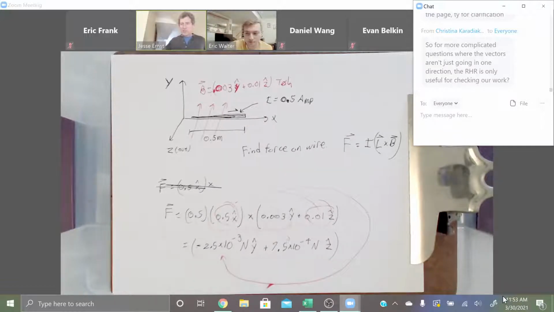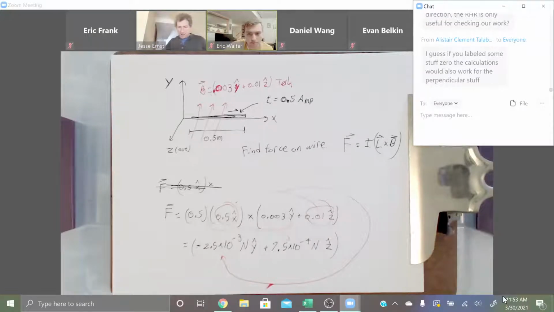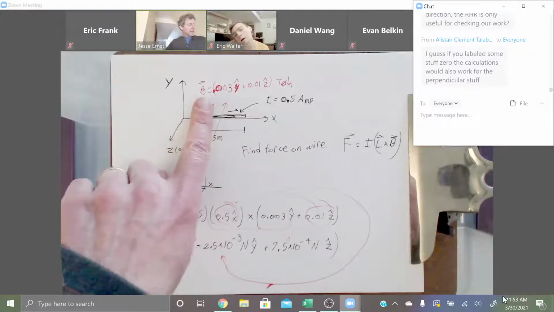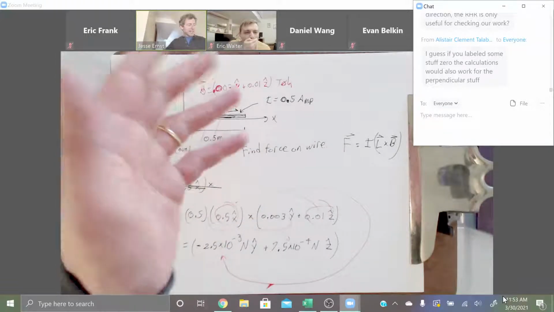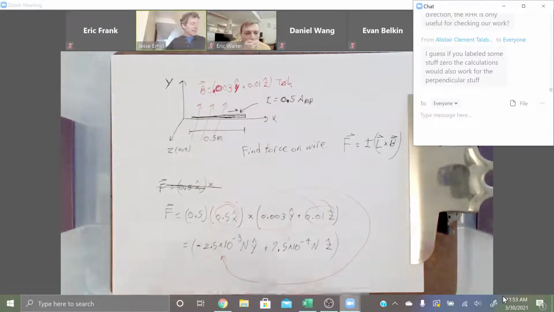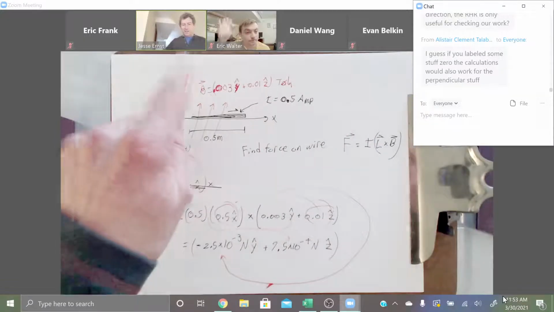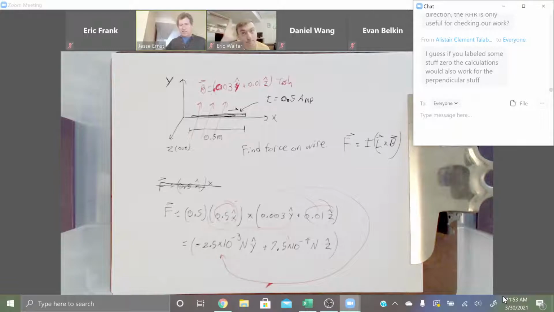All right, so any questions so far? We're sort of running over, so we should end. Yeah, I guess if you labeled some stuff 0, the calculations would also work for perpendicular. Absolutely. Yep, if you're purely perpendicular, you can do it the same way. You'd just get 0 for the other components. You'd get like an x hat cross a y hat and everything else would be 0. So Alistair, yes, that's right.